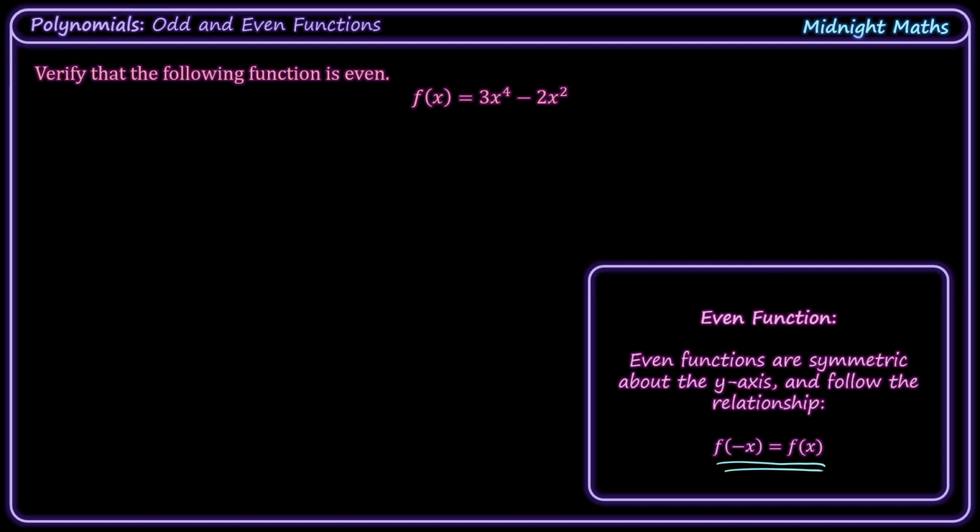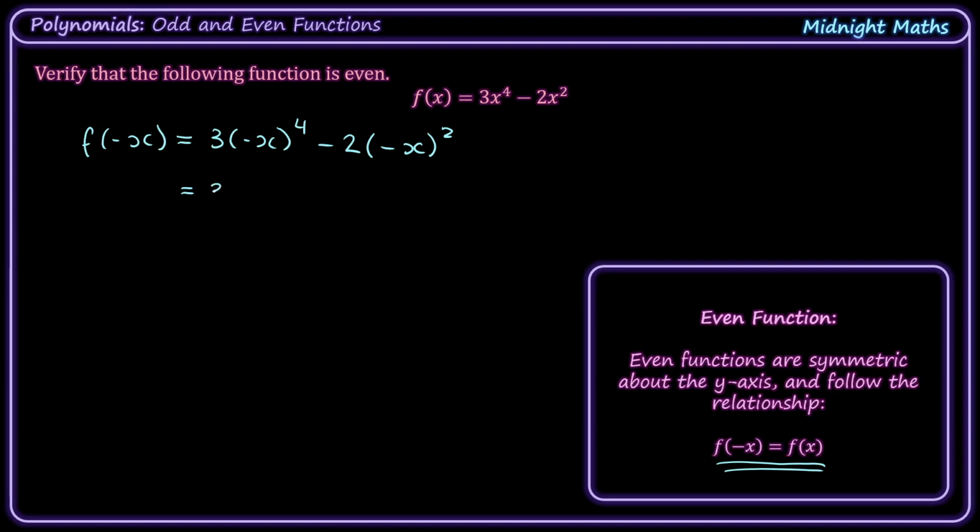So for this question, it says verify that. So we'll start with doing f of negative x. So f of negative x, which means replacing every x with negative x, to the power of 4 minus 2 negative x to the power of 2. And after a bit of working, we should be able to then verify that this is the same as f of x. So it's equal to the right-hand side of this rule.